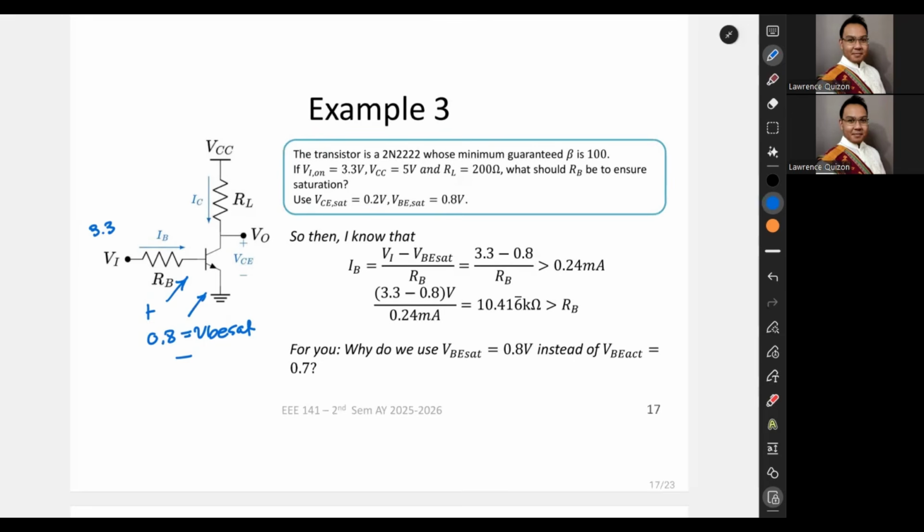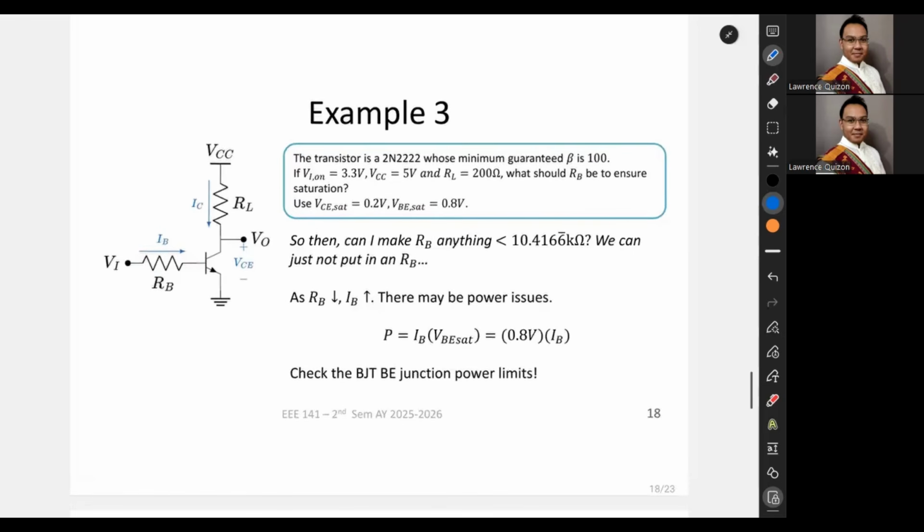Rearranging the equations, we find the proper constraint for RB. RB has to be less than 10.416 kilo ohms. So the constraint is that RB has to be less than something like 10.5 kilo ohms. So then, if it's a one-sided constraint, why not just let RB equal 0 and make it easier for us?